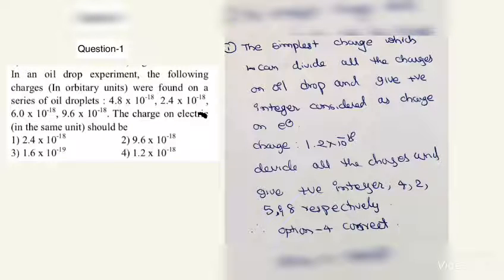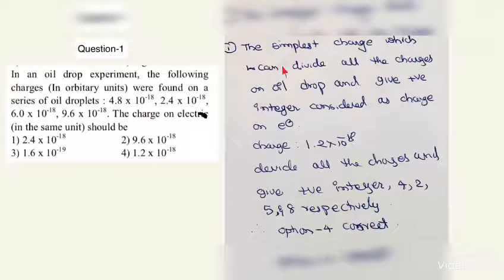We are going to discuss some important models from atomic structures. First question, in an oil drop experiment, the charges on oil drops are given. We have to find the approximate charge on the electron.